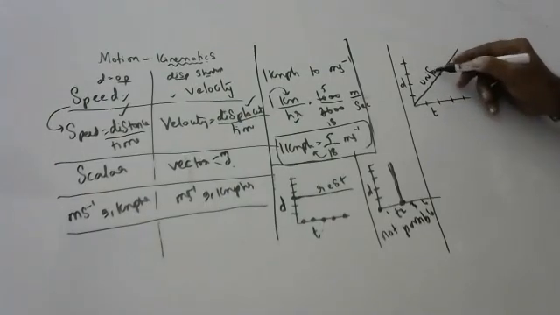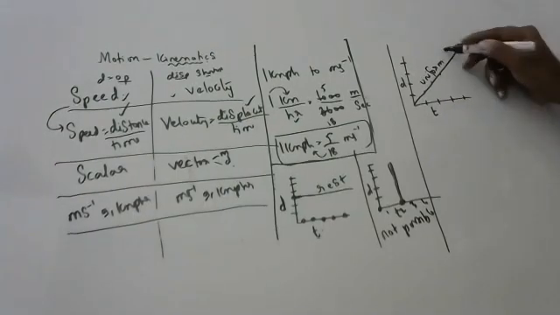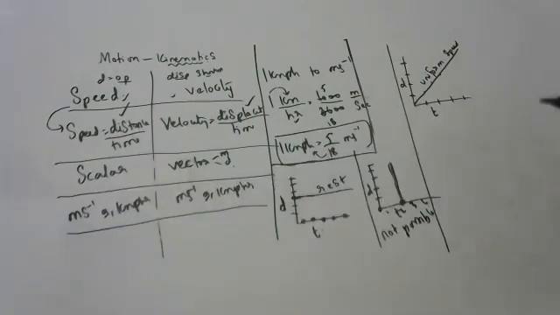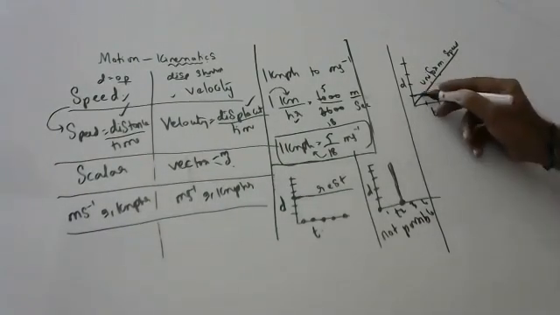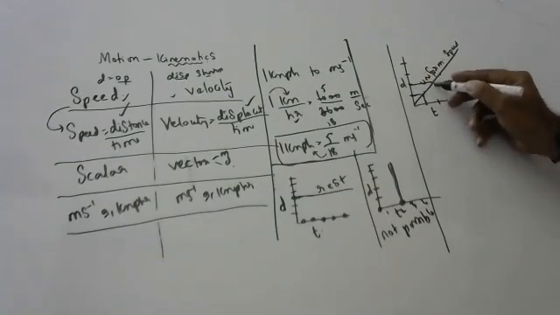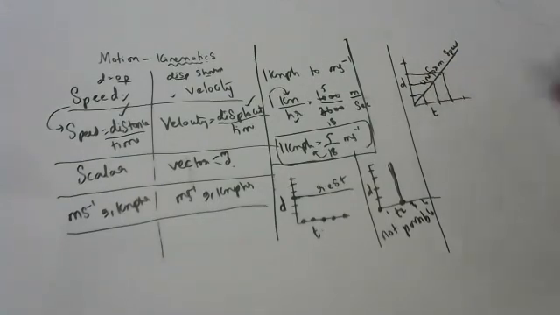Uniform motion, uniform speed. It's going at uniform speed: same distances in same intervals of time. 1 kilometer in 1 minute, 2 kilometers in 2 minutes, 3 kilometers in 3 minutes. This is called uniform speed.